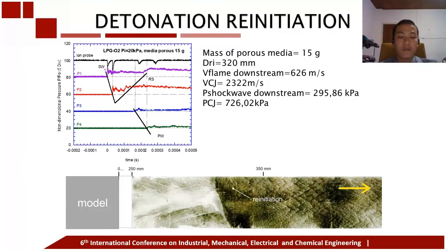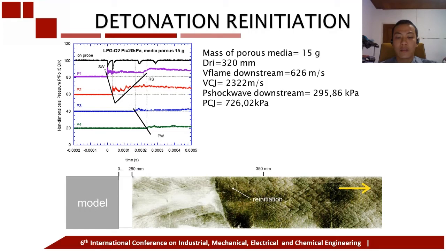The first mechanism was the detonation reinitiation, defined as a condition when the detonation wave was quenched after passing through the model, but the detonation wave was able to reinitiate far downstream of the model. This mechanism was observed from the combustion of the hydrogen oxygen mixture at an initial pressure of 20 kPa with a porous media mass of 15 grams. Data from pressure sensor and ionization probes of the condition is shown by the figure.